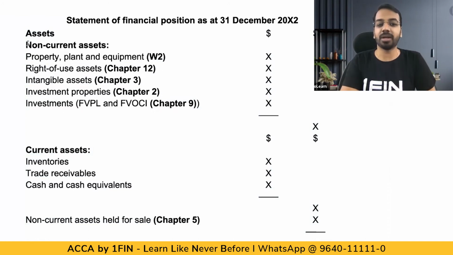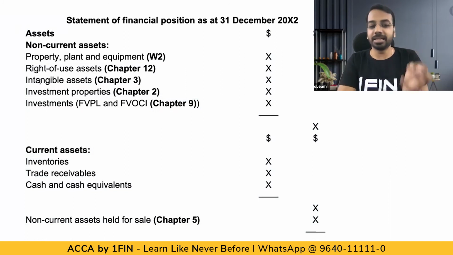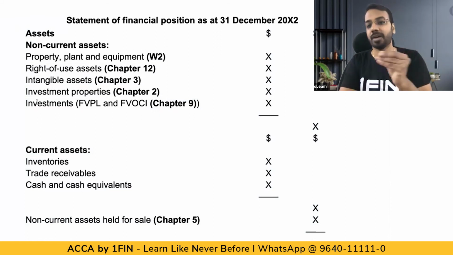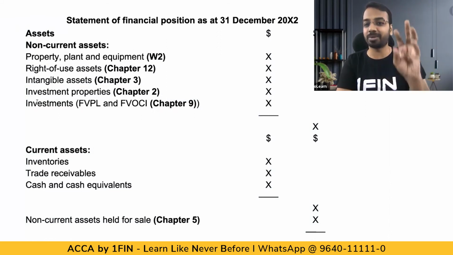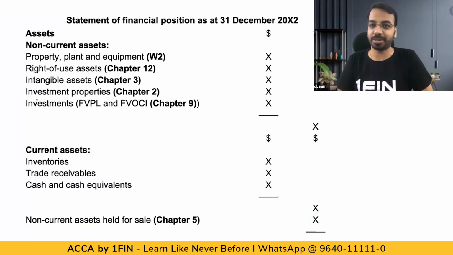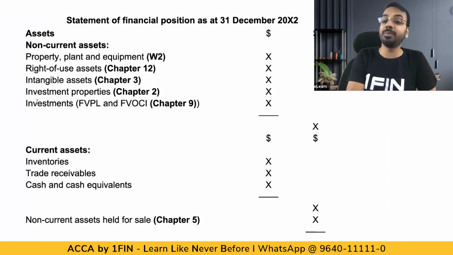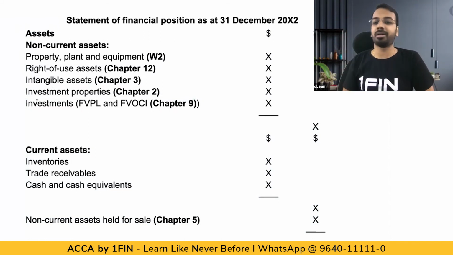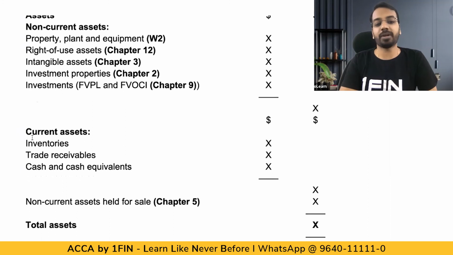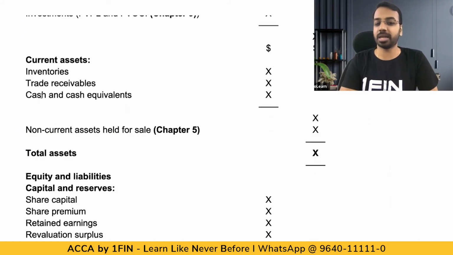Now when you have assets, again, non-current assets, property, plant and equipment, we have a specific chapter. Right of use assets is related to leases. Intangible assets, we have a chapter. Investment properties, non-current assets. Investments, financial assets. All of these, each chapter. So basically, from each of the chapters, you'll understand and you will prepare this statement. Okay. And this can be one question in your 20-mark thing where you need to compute, prepare and present a financial statement. Then you have current assets, inventories, trade receivables, cash and cash equivalents.